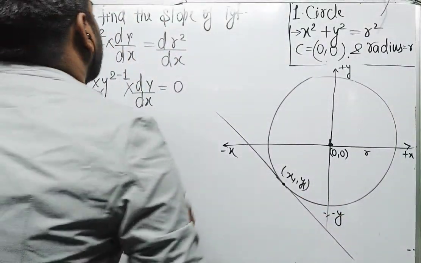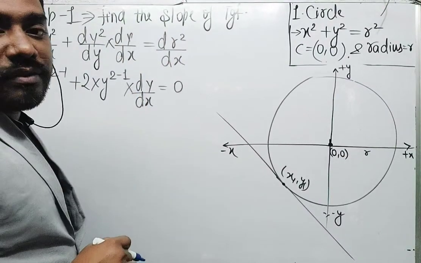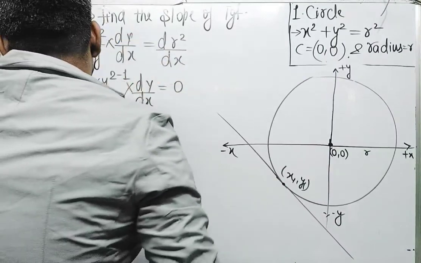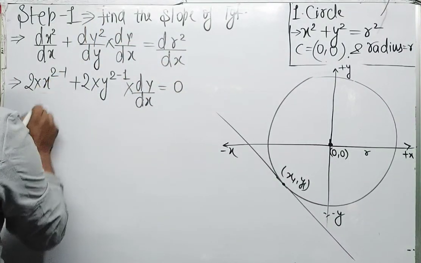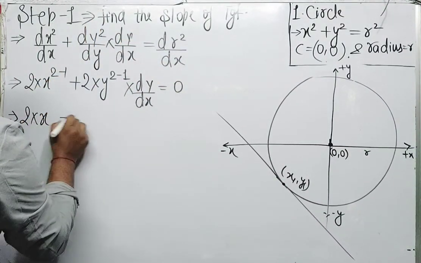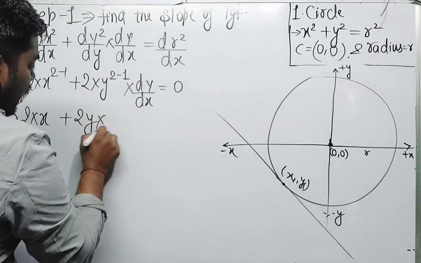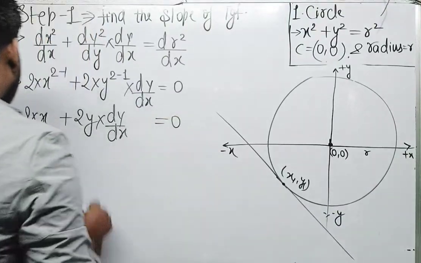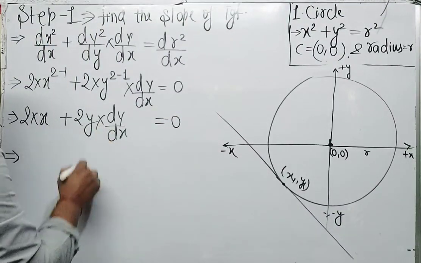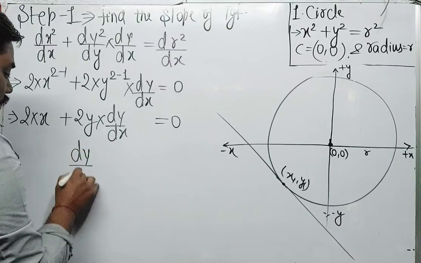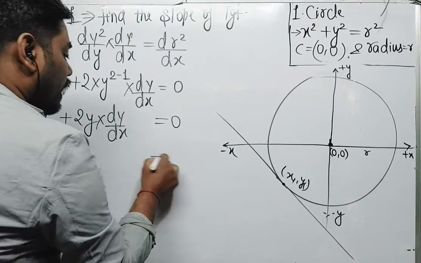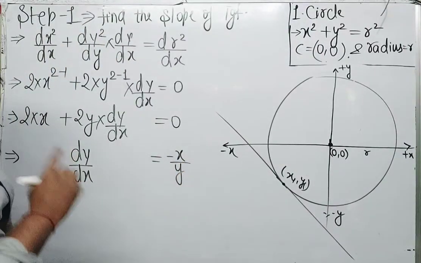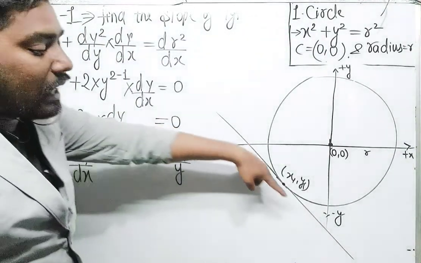Understood? Now this radius is constant, so the differentiation of the radius with respect to x is equal to 0. We are left with 2 multiplied by x and then 2 multiplied by y into dy upon dx, equal to 0. After calculating, you will get dy upon dx is equal to minus x upon y.